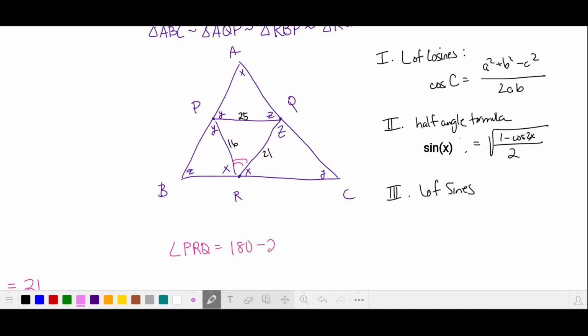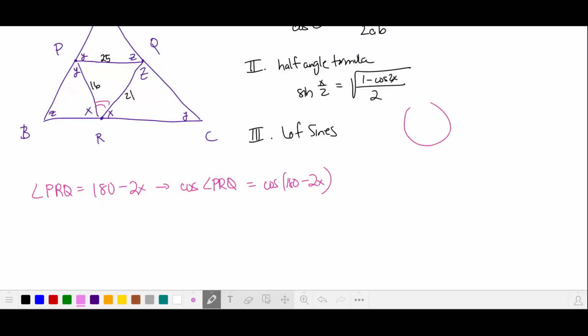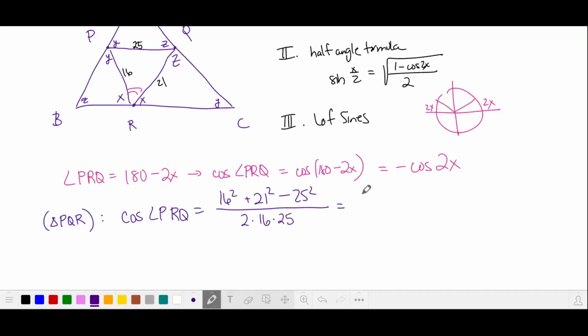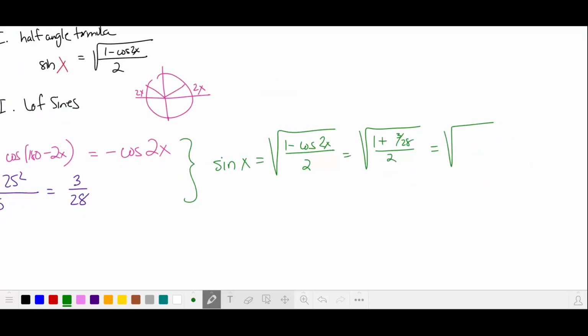This is 180 minus 2x from these other x's on either side. So we'll find the cosine of this angle. The cosine of 180 minus 2x is the negative cosine of just 2x. And from law of cosines on triangle PQR, this reduces to 3 over 28. Now we'll use the half angle formula for sine. Cosine of 2x is the negative of 3 over 28, so we'll add 3 over 28 in the numerator. Simplifying, we get root 31 over 56.